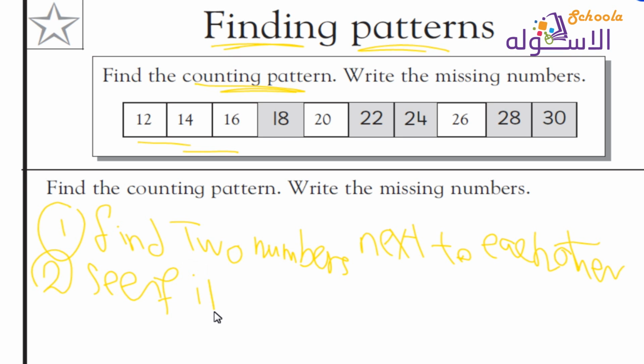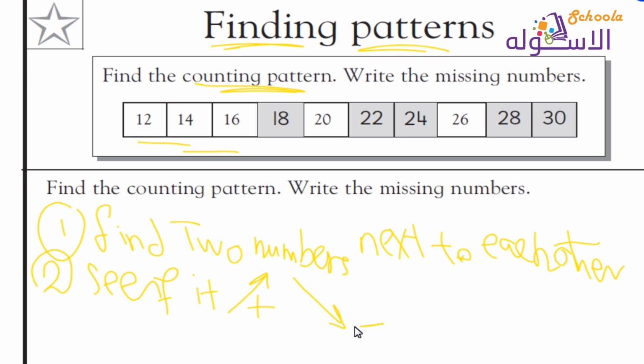Second, see if it is going up or going down. First you will find two adjacent numbers. Number two, you will see if they are going up, you will make plus. If they are going down, you will make minus. Okay, let's do these two steps to see.